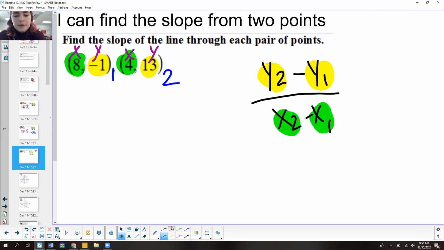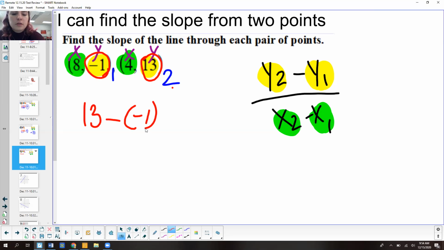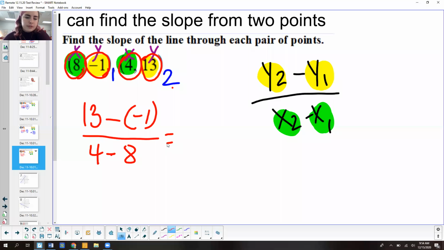All right, so I'm going to look at this. I'm going to take y2, so that's my y value in my second point, which is 13, minus my y1, which is -1. So 13 minus a -1, divided by, we've got 4, so that's my x2, so 4 minus x1, which is positive 8. So go ahead, and once you simplify this, go ahead and put this in the chat.